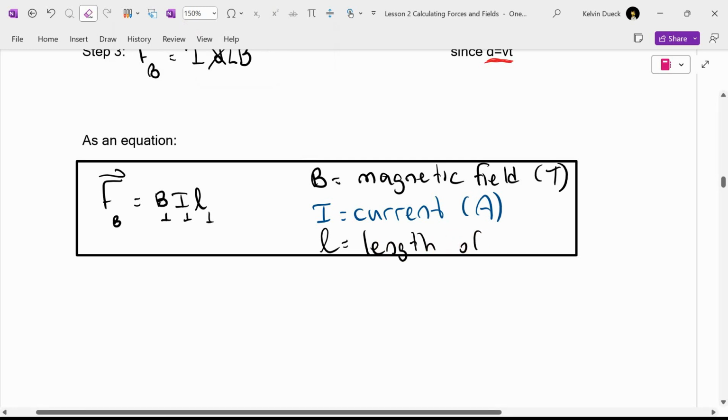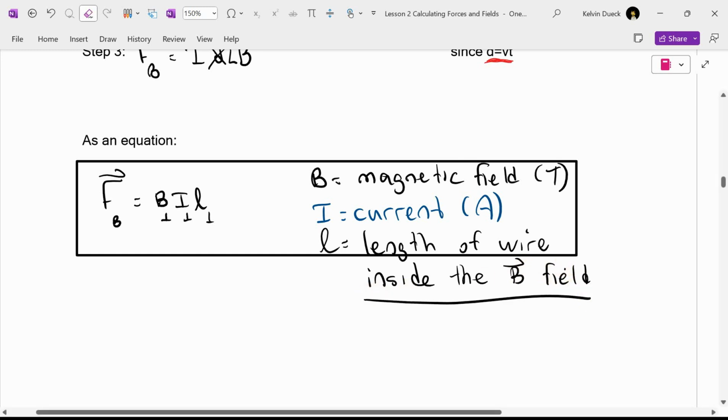Length of wire. And here's the important thing we're going to underline: inside the B field. It's not the total length of wire, it's how much of the wire is inside the magnetic field. Oh, and that's in meters.